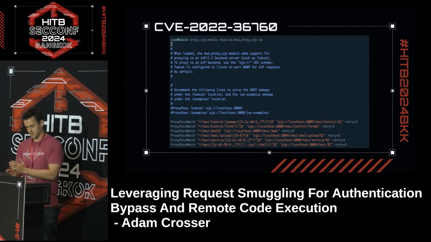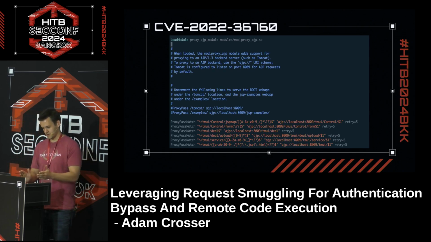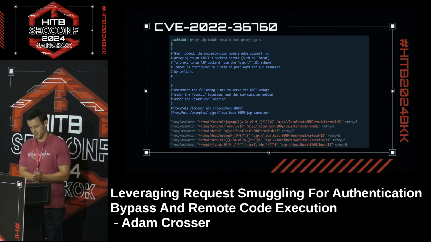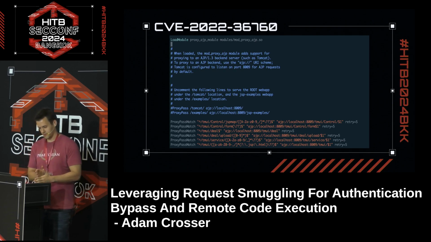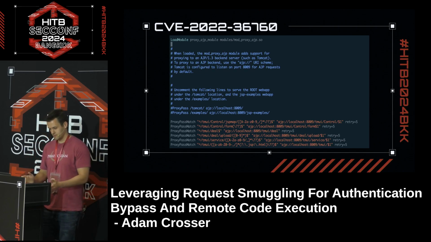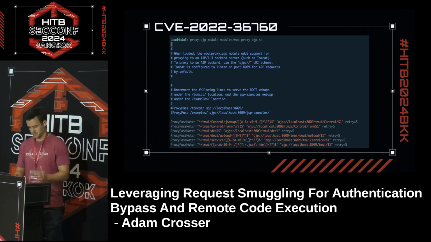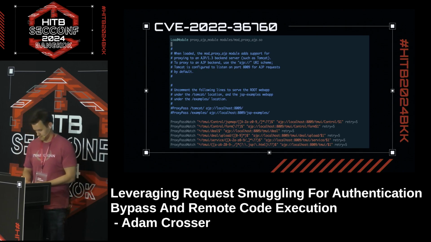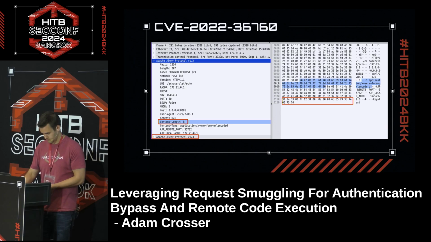A Tomcat processes that AJP packet, replies with an AJP packet, or it's actually multiple in both cases, which I'll talk about in a bit. And then Apache will convert that back into an HTTP response. So it's kind of like a transport used instead of HTTP between Apache and Tomcat for communication.